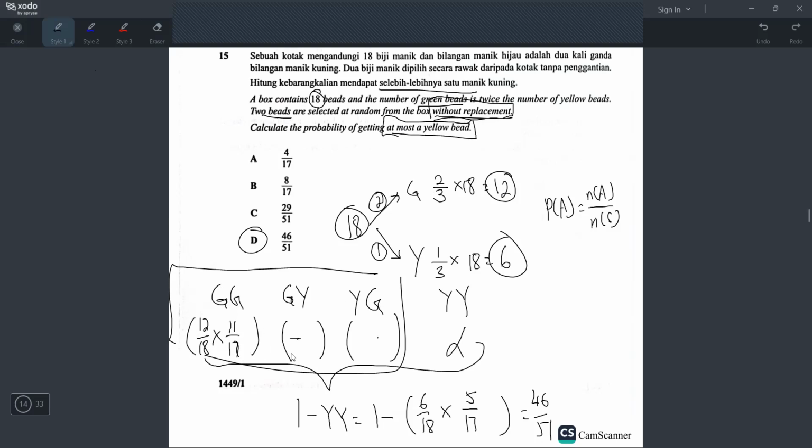This one, it resets back, it becomes over 18 again, and then green has how many? 12, right? And then after we take out one, it will be over 17. Okay, because I have taken out one. And then yellow still has how many? 6, right? And don't forget to times them together.